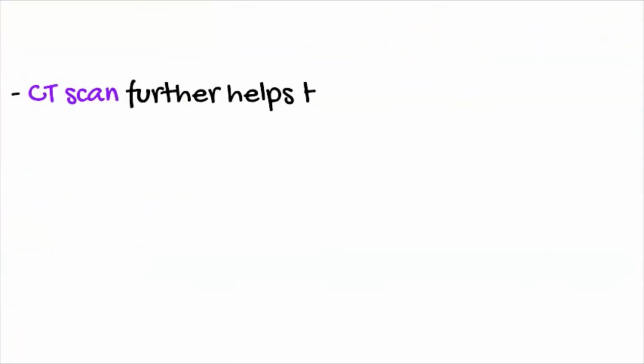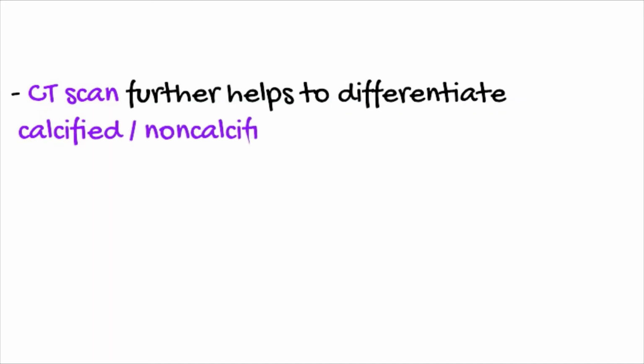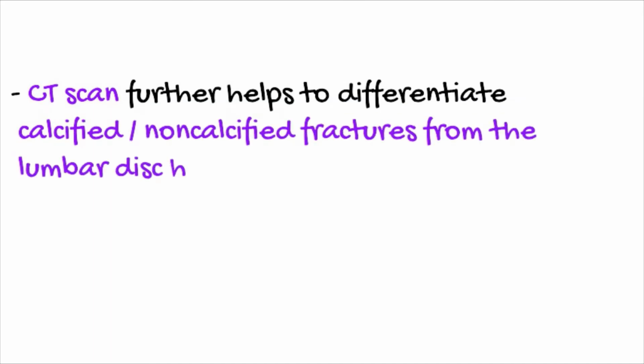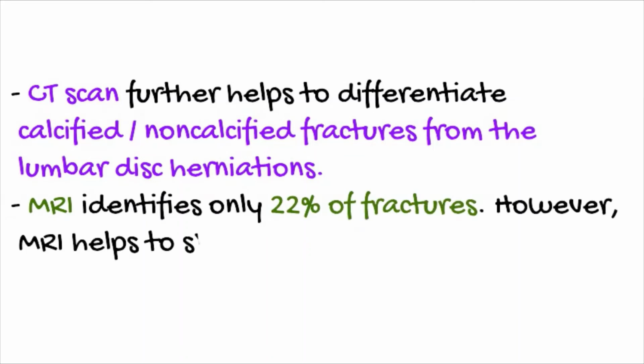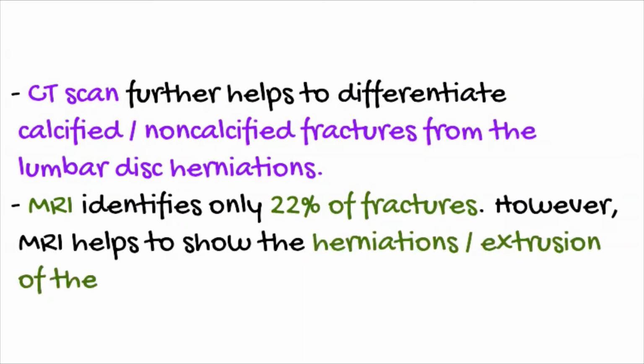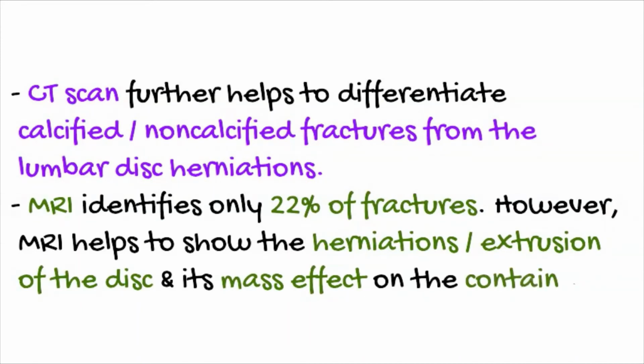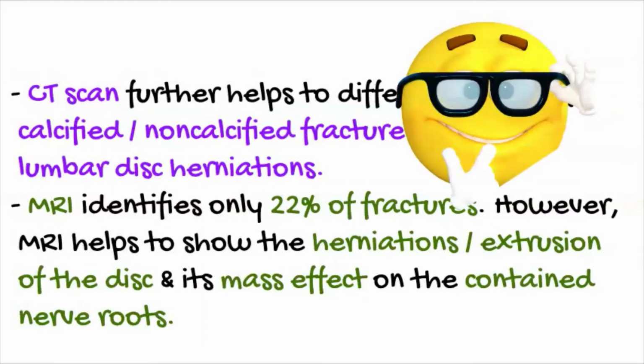CT scan further helps to differentiate the calcified or non-calcified fracture from lumbar disc herniation. The MRI identifies only 22% of the fractures. However, MRI helps to show the herniation or extrusion of the disc and its mass effect on the contained nerve root.